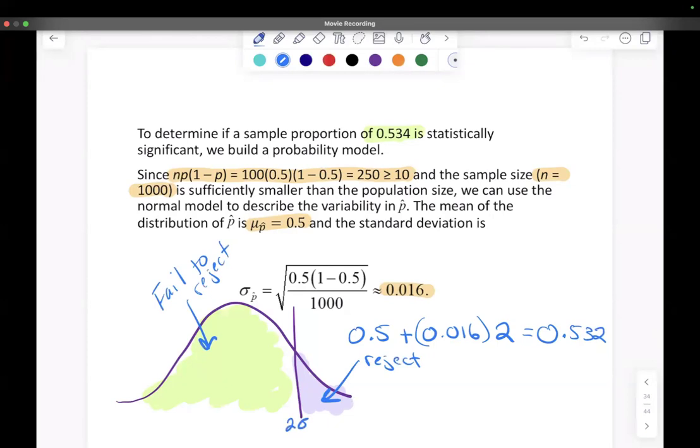Because I wasn't given an alpha, I'm just using the 5% right now. So that would be 2 standard deviations away. This, the 0.534, it's just right outside. It's like right here. This is 0.534. Therefore, it is in the critical region. That's what this is called, critical region. If my sample lands in the critical region, we reject the null hypothesis.